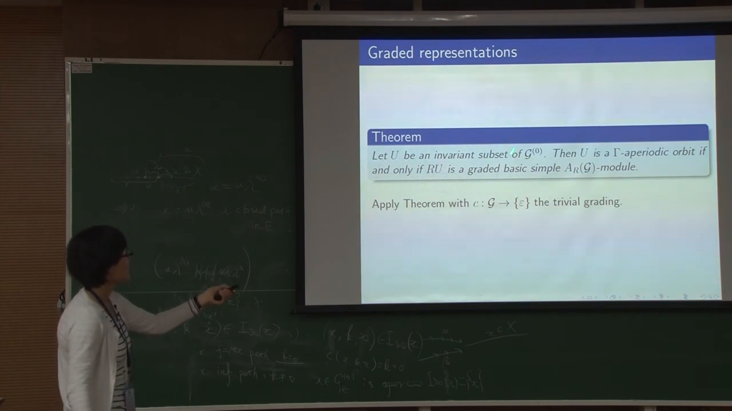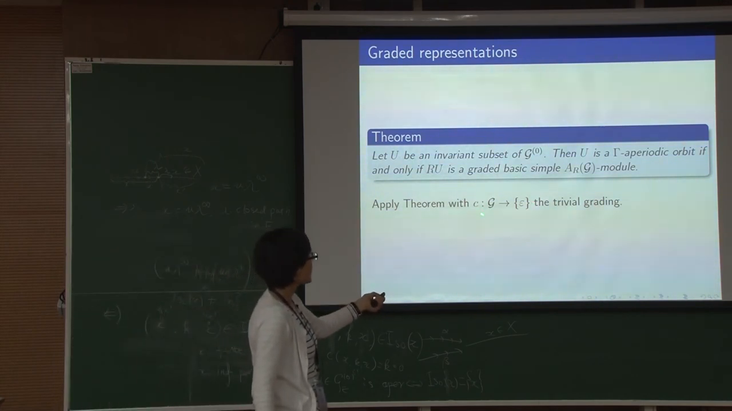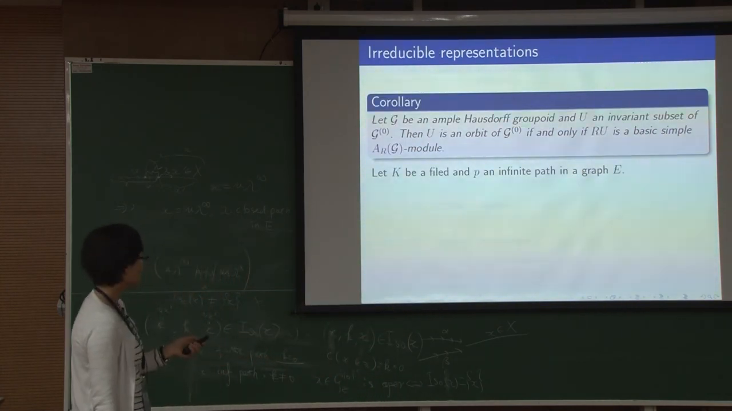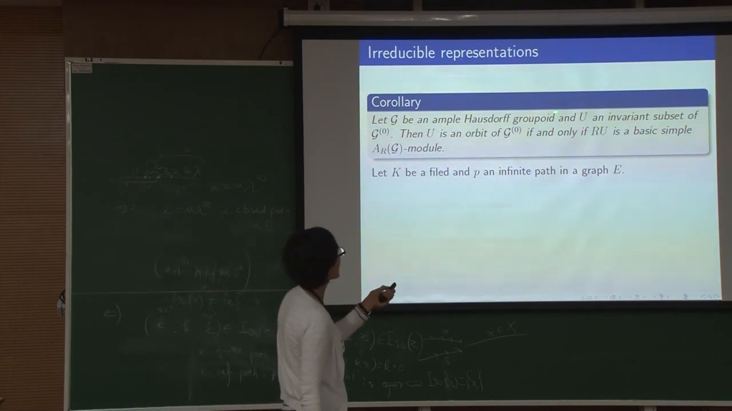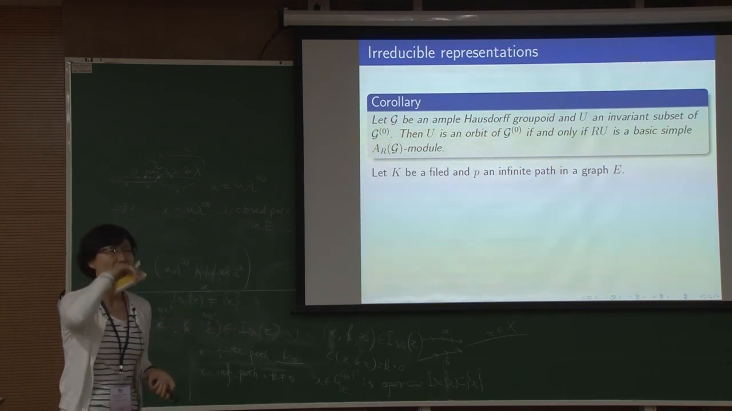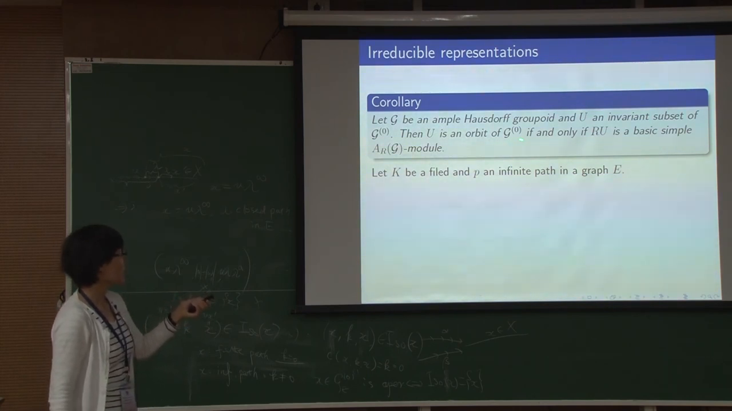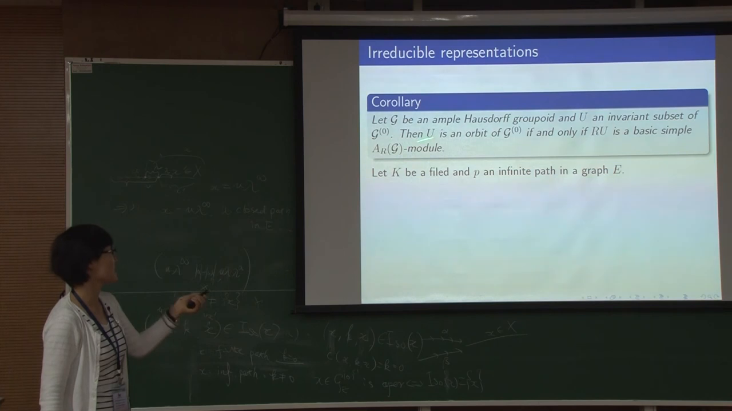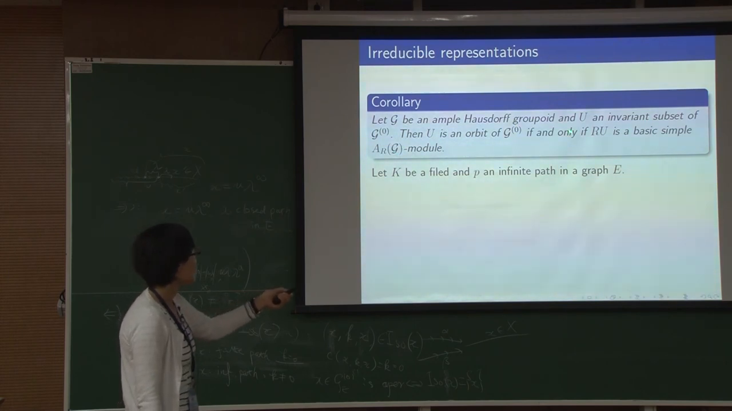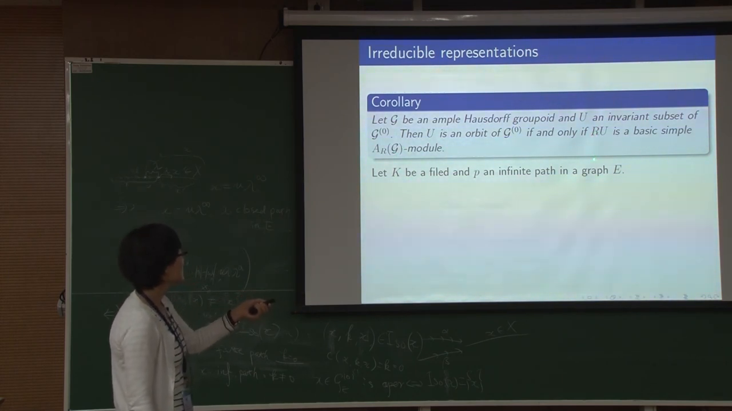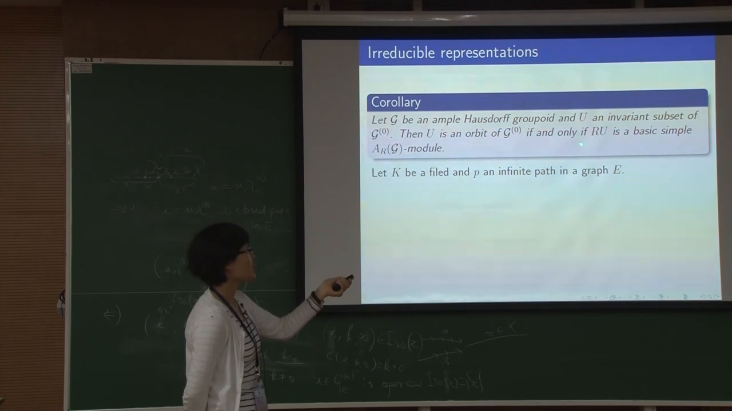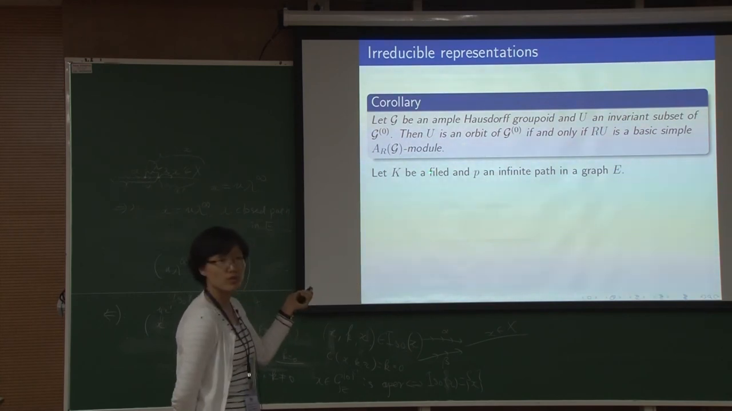Now we apply this result with the cocycle from D to the trivial group, and we get this result. For D an ample Hausdorff groupoid, and U an invariant subset of D0, U is an orbit of D0 if and only if this module is a basic simple module. So if R is a field K, this result says that U is an orbit of D0 if and only if KU is a simple module over the Steinberg algebra.